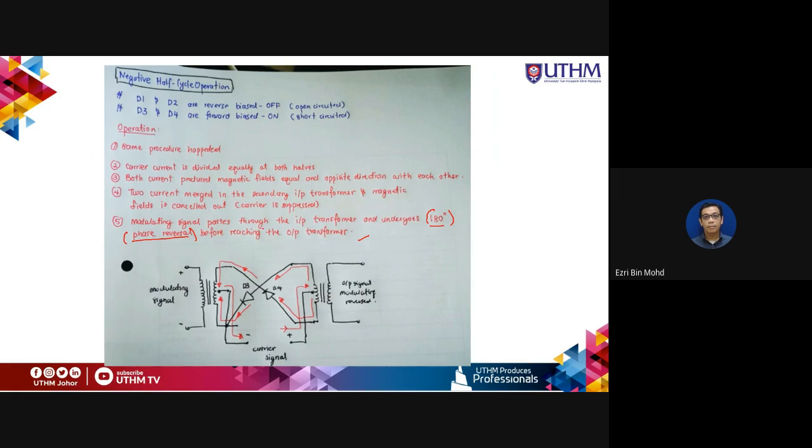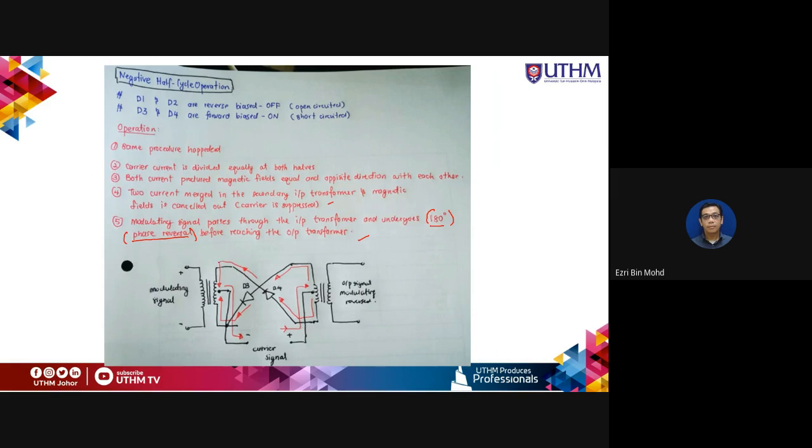Both currents also produce magnetic fields that are equal and in opposite directions to each other. The two currents merge in the second input of the transformer and the magnetic fields cancel out. So when currents flow in different directions, they produce reverse magnetic fields, and these reverse magnetic fields cancel each other, which means the carrier is suppressed. So the carrier here is suppressed.